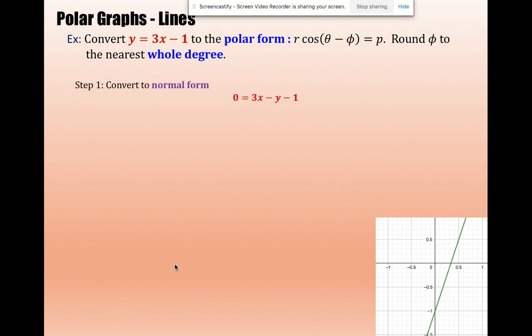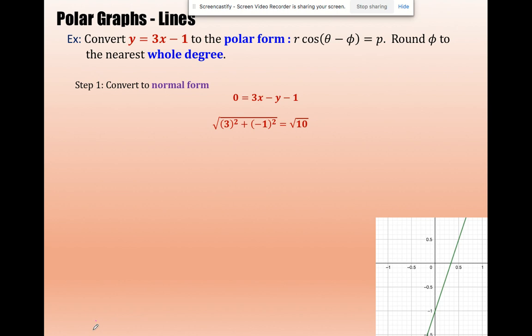So step 1, you got to go to normal form. Actually, pre-step 1 is getting into standard form, right? I don't care which side you put the 0 on. I just put it over here to keep my x positive. So I moved the y over and I kept the -1 there.